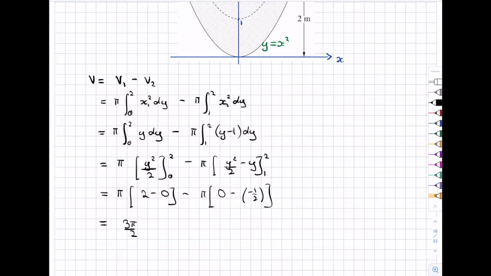And since this is a volumes question, we give our answer in cubic units. Okay, but actually we do have the units. It's not units, it's meters, so we should really give this in cubic meters. Okay, and so that's the volume required, and that's the end of part A.